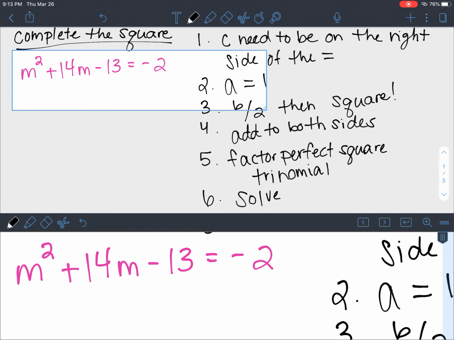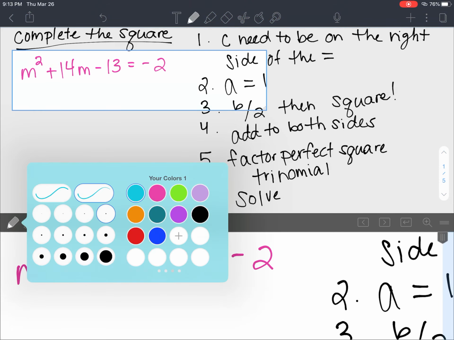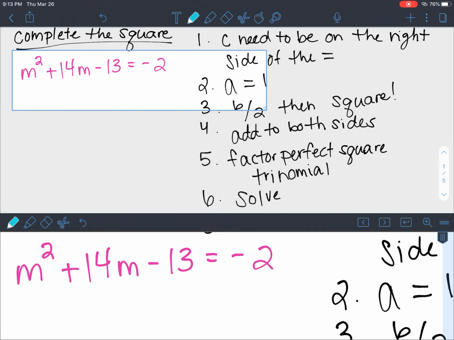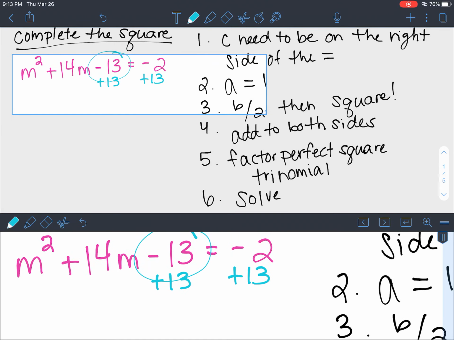I'm sorry that my handwriting is a little bit janky, but it's kind of hard to write on an iPad versus a piece of paper. So if we're following our steps, C needs to be on the right side. Here's my C value. It's still on the left, so I need to move it. I'm going to add 13 to both sides, and I get a new equation.